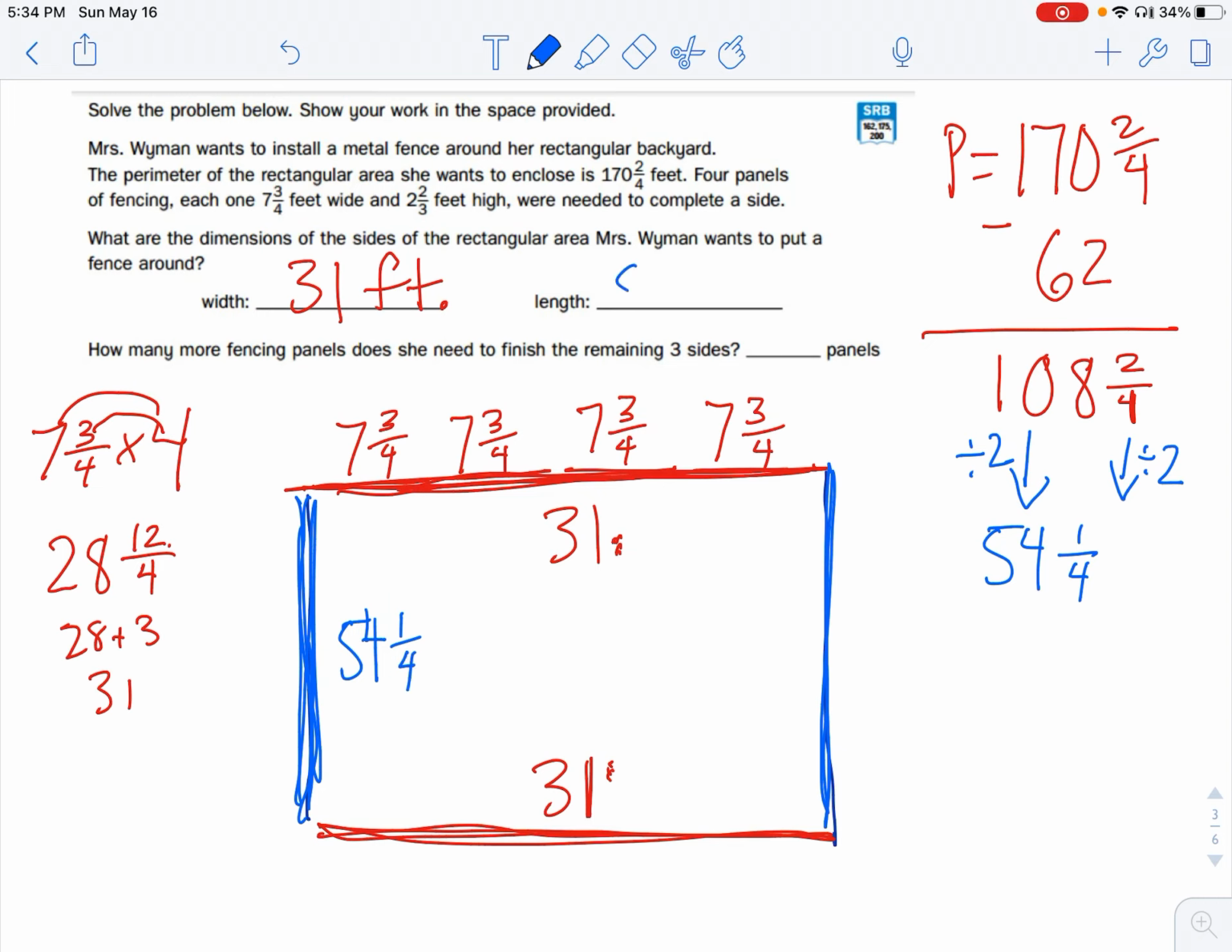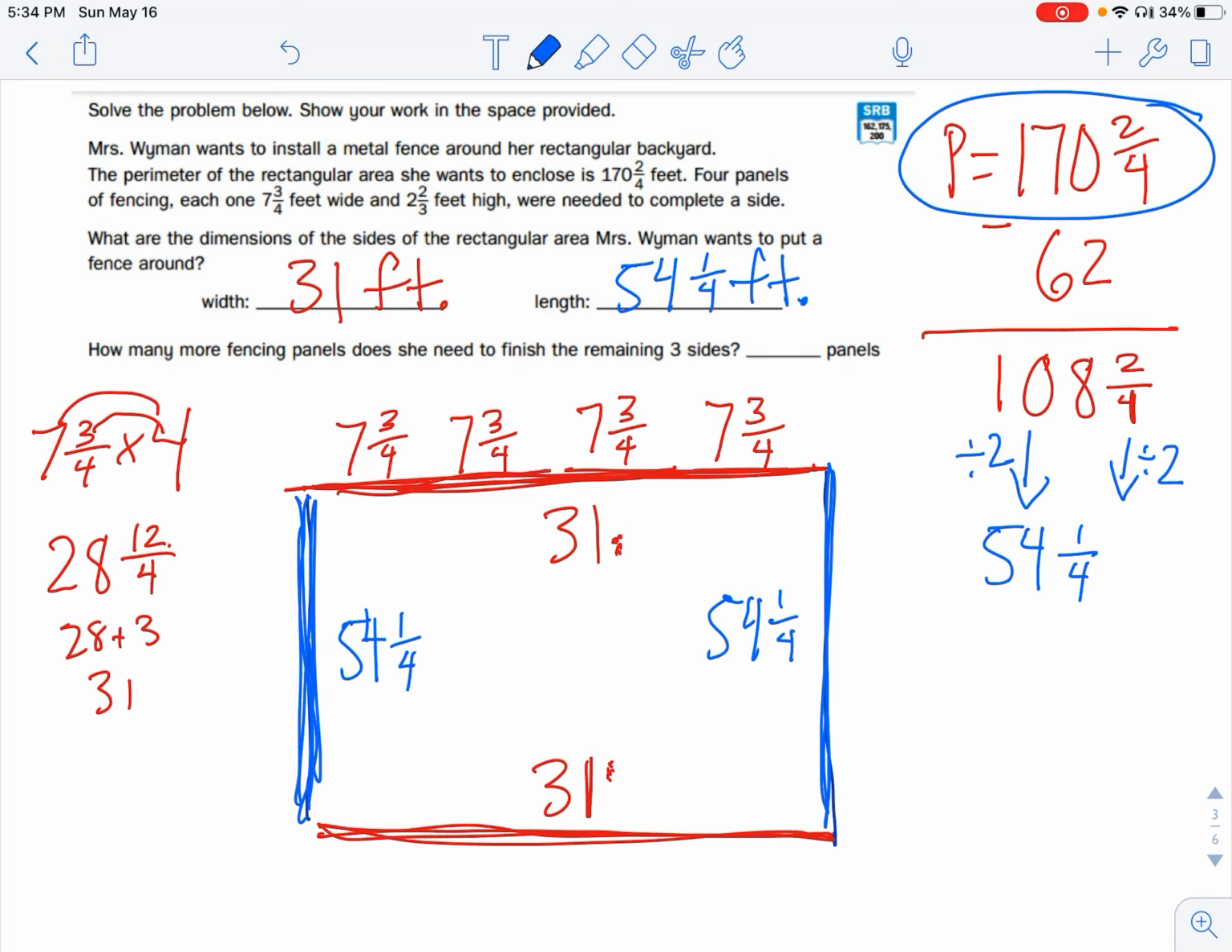54 and 1/4. Is that fences, dogs, cats? Of course, it's feet. Right? And it had to be that, so that when we add up all 4 sides, we'll actually get this total perimeter that we were given.